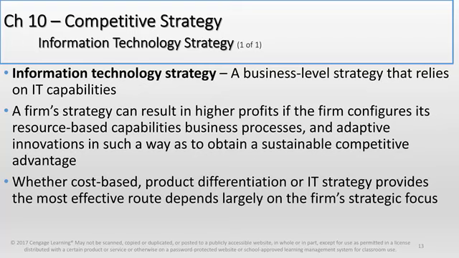IT strategy and sustainable competitive advantage. IT as strategic differentiator. Example: Allstate uses GPS to verify driving patterns, adjust premiums, and gain customers. Example: 7-Eleven in Japan blends convenience retailing with e-commerce and logistics. Strategic configurations that drive profits. Competitive advantages stem from aligning different elements: resource-based capabilities, business processes, and adaptive innovations.